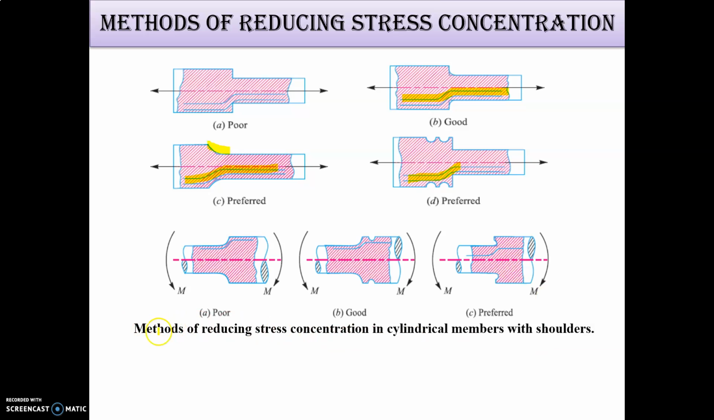Now this is for a cylindrical member with shoulder. Same thing here. Okay, this is the preferred one. We can insert a hole at this region also, or at this region also, and this way. This is a poor design, and this is a good one, and this is a preferred one.